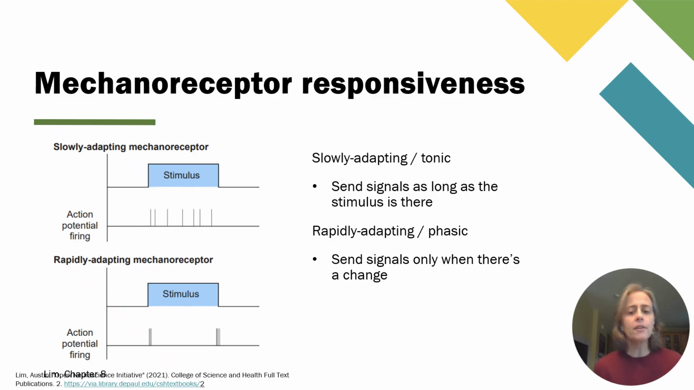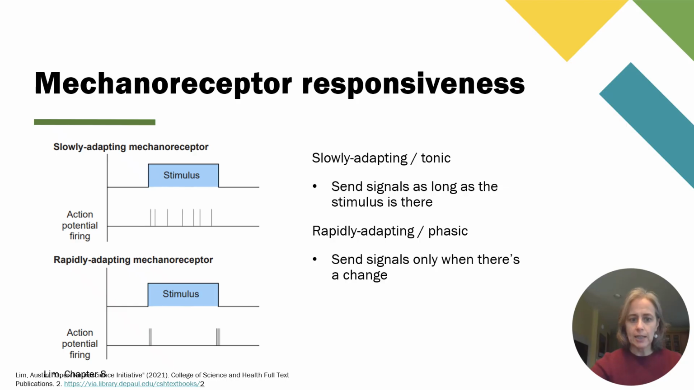And then the other type that we have are rapidly adapting or phasic. So they get used to it pretty quickly. You touch my hand and you keep your finger there and they're like, okay, you're touching my hand, and then they kind of forget about it. And they're like, okay, whatever, it's there, but we're not going to send signals about it anymore. But then as soon as you take your finger off, they're like, oh, there's been a change. So they're really good at detecting phase change, right? So they're also called phasic. They only send signals when there's a change.